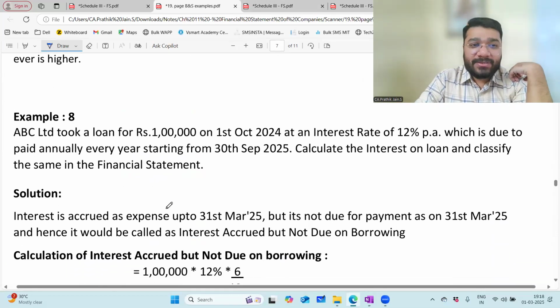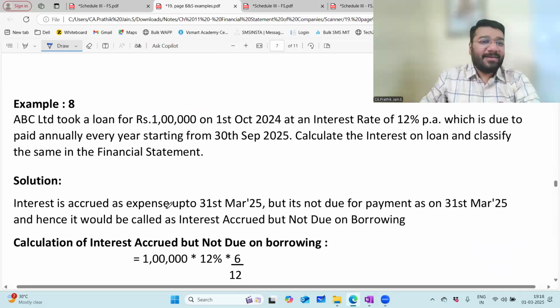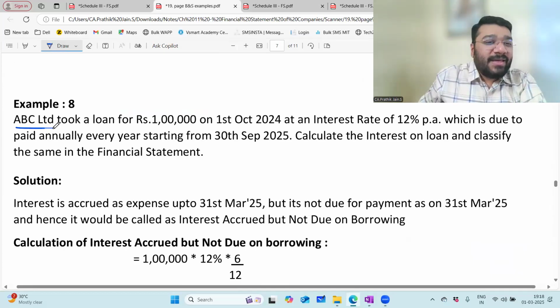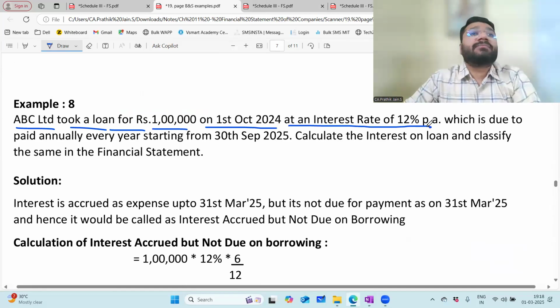Can I take an example for this? Everything example is ready. Now, example 8. ABC Limited took a loan for rupees 1 lakh on 1st October 2024 at an interest rate of 12% per annum. Any problem in this? Online people, any problem in this?